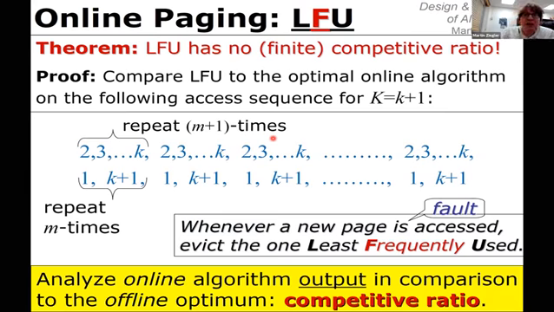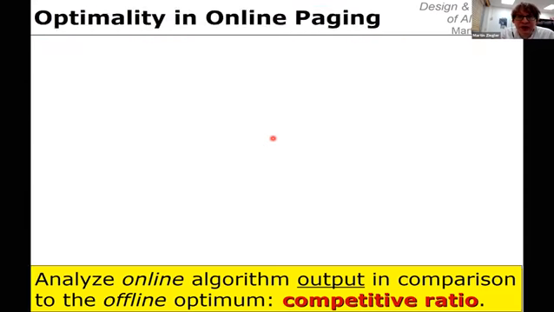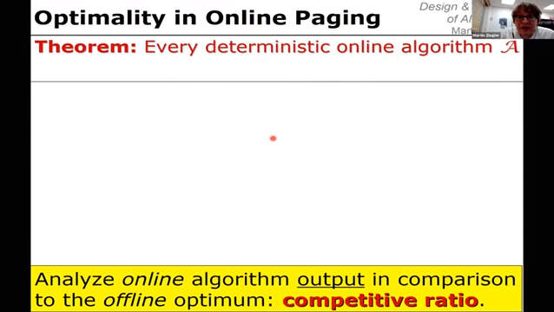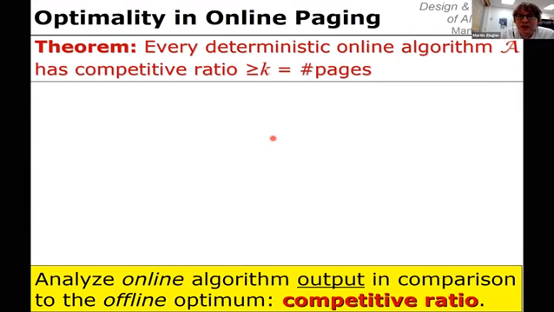And we can choose m arbitrarily by making the sequence arbitrarily long. So that's the LFU strategy we recalled. And then we've also proven that the least recently used strategy is actually optimal. We've shown that any deterministic online algorithm must have competitive ratio at least k.